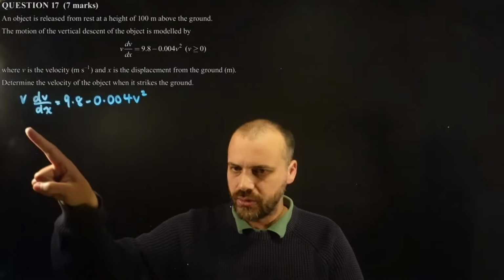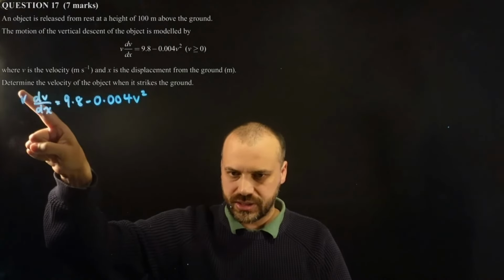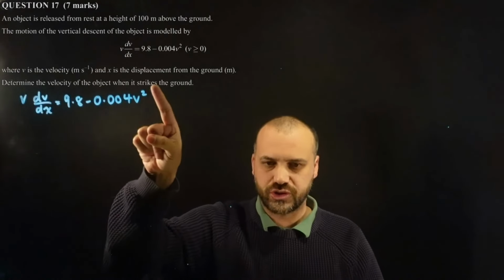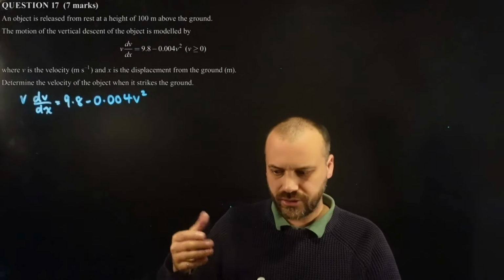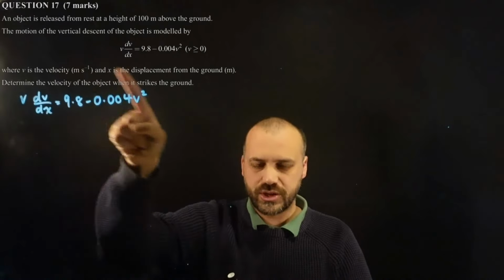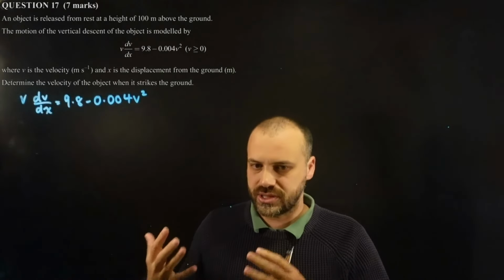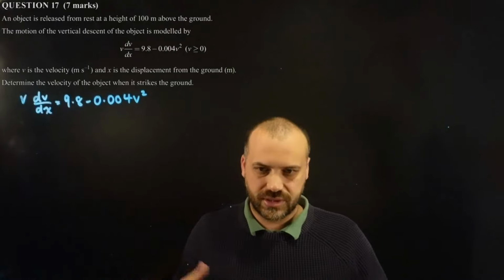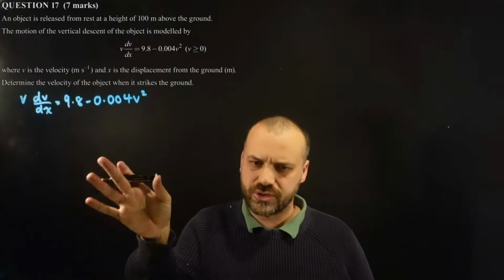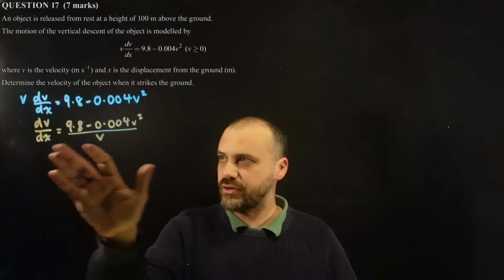All right, so we've got this beautiful thing here. If we look forward into the future, it says determine the velocity of the object when it strikes the ground. Striking the ground, like knowing where it is, that's displacement, which is x. So our equation here is in terms of v and x, but it would be nice if it was just a simple equation without derivatives and stuff in it. So how are we going to do that? Well, first of all, I'll divide both sides by v. That'll just give me a nice little dv dx. Okay, so far so good.